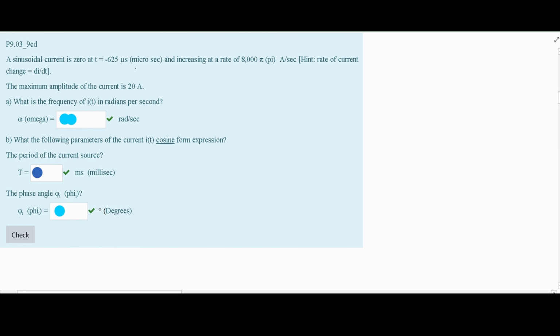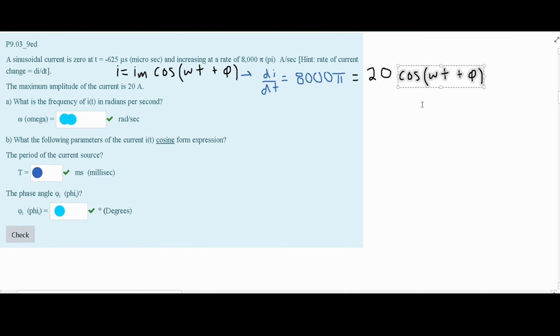So to start this off, we are going to start with the following formula, and this can be found in the notes linked below the like button in the description. For this, we are going to look at the hint, and that's that the rate of current change is di dt. When we look at this formula, we can rewrite this so that the left side has a di dt in it. We know that our di dt is the increasing rate of change, which is the 8,000 times pi. This will be set equal to our I max, which we know is 20 amps, given to us in the question, multiplied by the cosine of omega t plus theta.